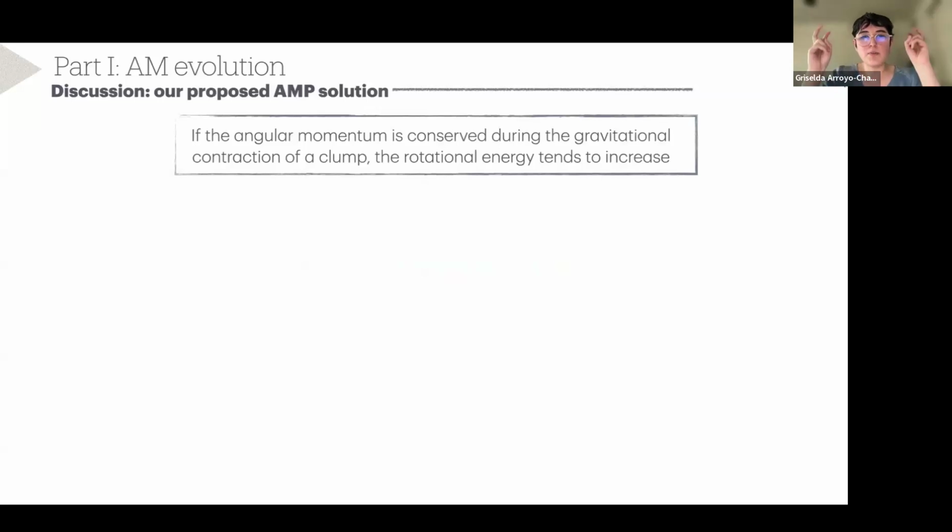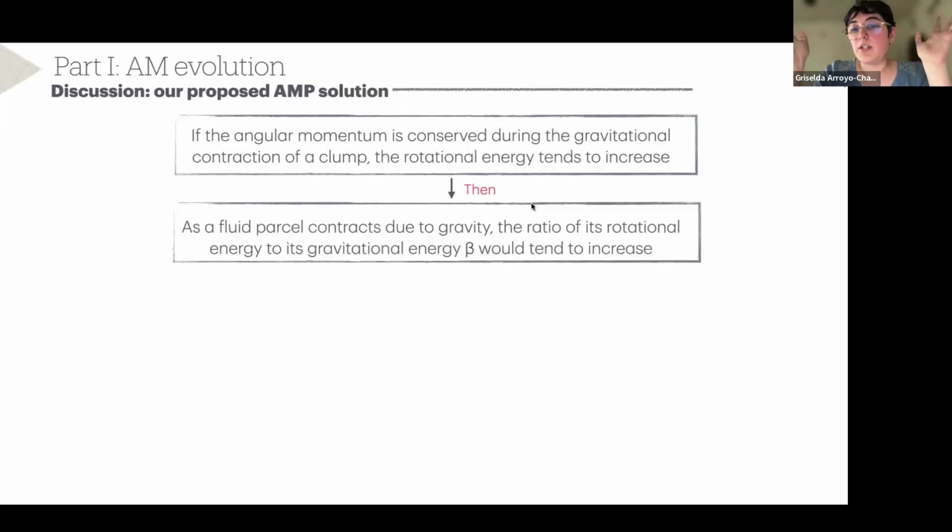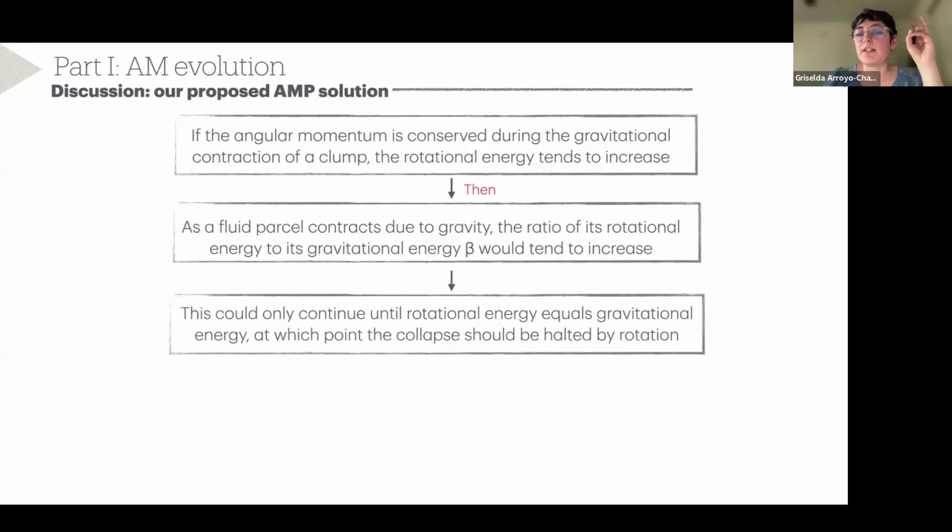So our answer, or possible solution to this angular momentum problem, will be something more like this. If the angular momentum is conserved during gravitational contraction, as we know, if we reduce the size, it should rotate faster, so the rotational energy tends to increase. In principle, this should continue. This ratio, this beta parameter, which is the ratio of rotational energy to gravitational energy, would also tend to increase. And this should continue in principle until gravitational energy equals rotational energy. And at that point, the collapse should be halted by rotation.